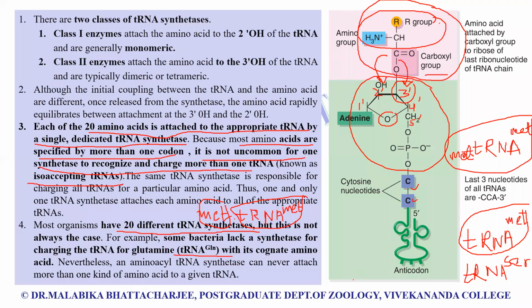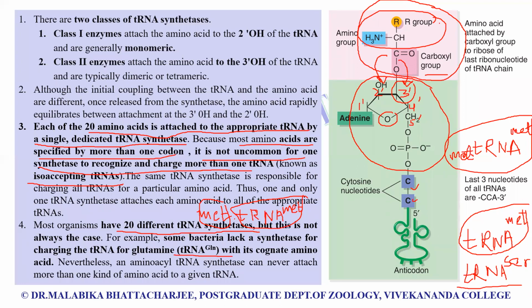I've drawn a picture to compare the difference between the two nomenclatures. In this picture, as you can see, I've drawn two tRNAs. This is the uncharged tRNA for serine, bearing the anticodon, which will recognize the codons of serine. This is the uncharged tRNA for methionine, bearing the anticodon, which will recognize the codon for methionine.